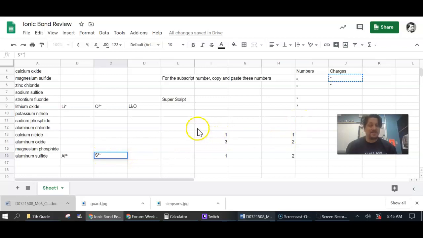We're going to need to get to 6. So Al has 3 already. To get to 6, we're going to take it times 2. So Al times 2, 2 Als. This time we're going to use the subscript. Al, Control C that. Control V that. Our next letter is S. S is 2. We need to get to 6. So we need 3 of those. So S, Control C there, Control V there. That works out. Math is good.